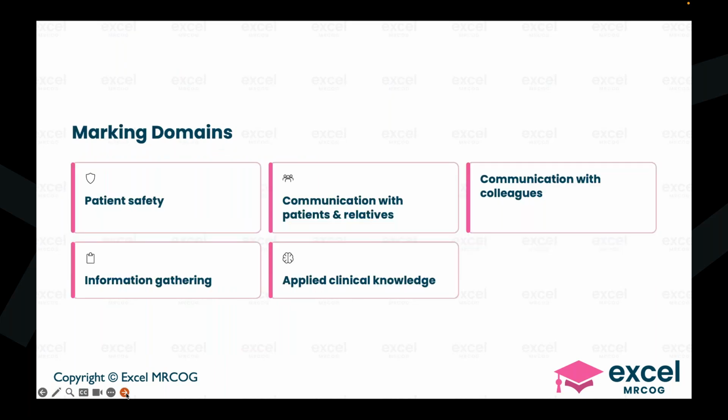Now, the various domains that are assessed. There are patient safety, communication with patient and relatives, communication with colleague, information gathering, and applied clinical knowledge. Now, a typical task will have 4 domains or sometimes 3 domains. All 5 domains are not usually assessed in a task. So it is usually information gathering, patient safety, and applied clinical knowledge that are there in all the tasks. Communication with patient and relatives depends on whether it is a simulated patient task. Communication with colleagues depends on whether it is a discussion with the colleagues.